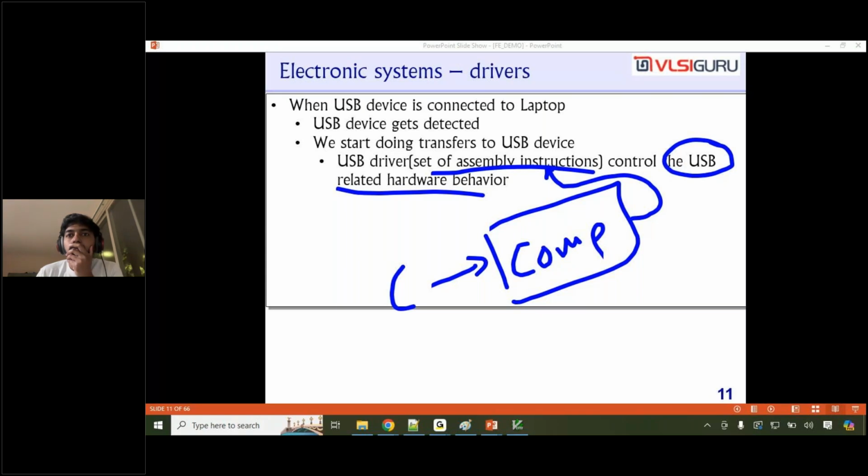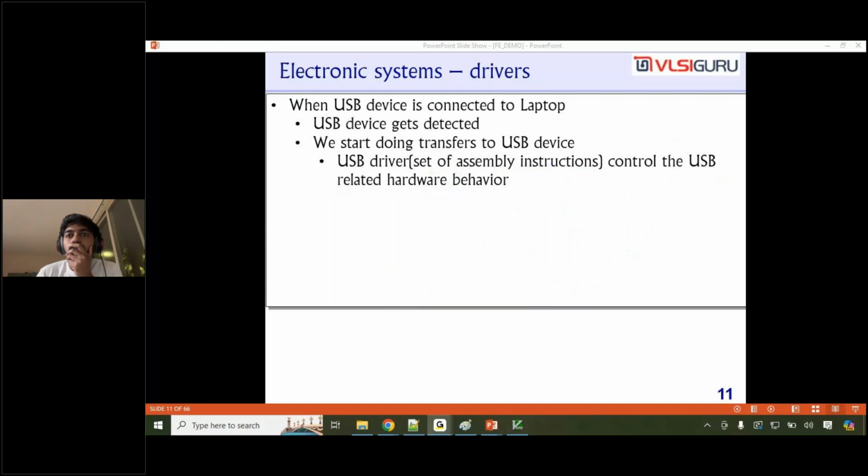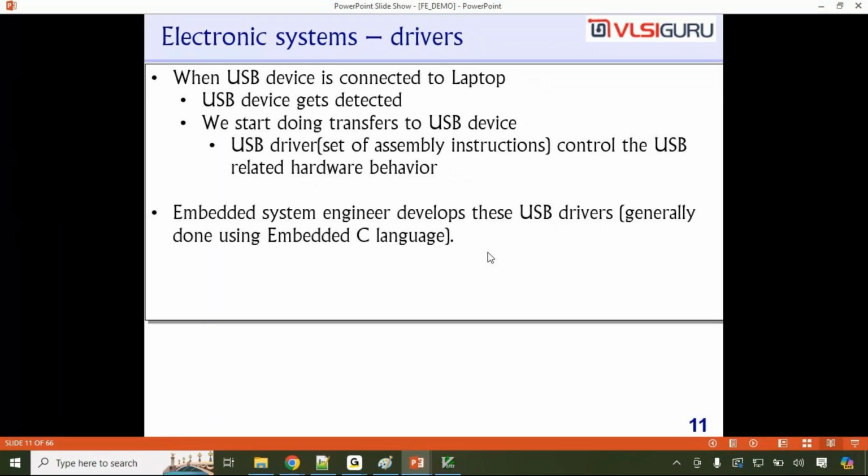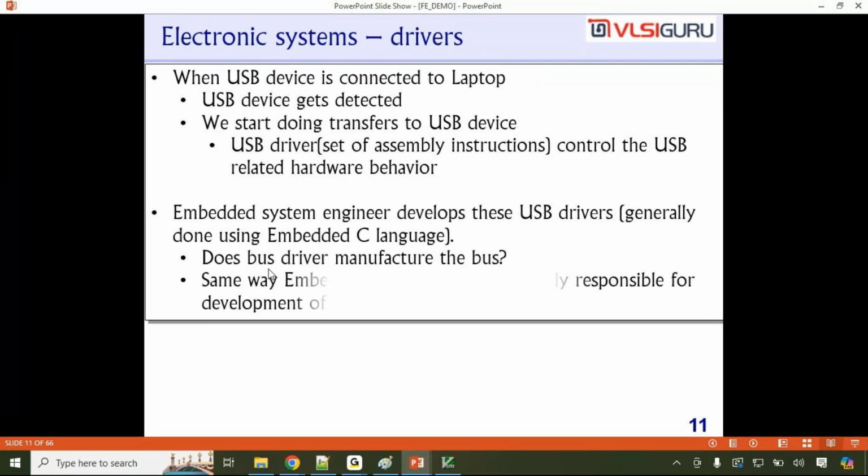So I'm trying to explain the importance of drivers, the importance they play in the electronic system. The embedded system engineer develops these USB drivers using which language? Embedded C. So the embedded system engineer is only responsible for development of drivers. He is not responsible for hardware. Who is responsible for development of hardware? It is the VLSI engineer.